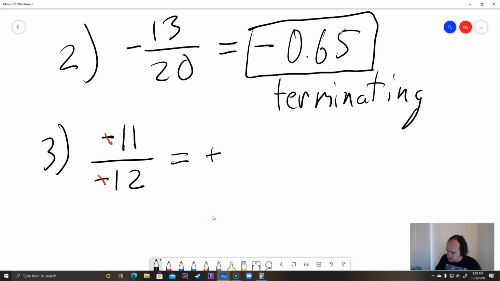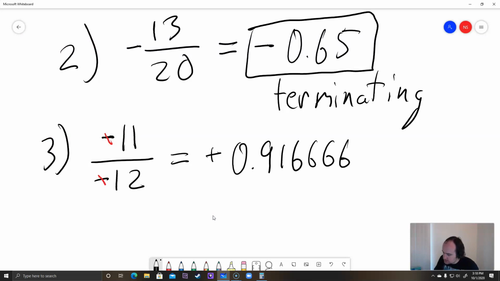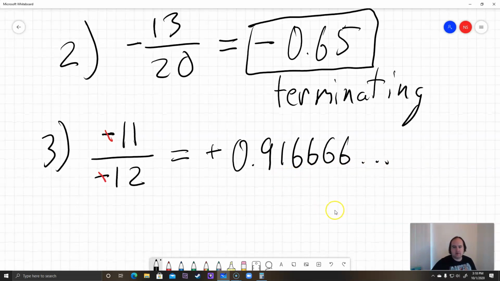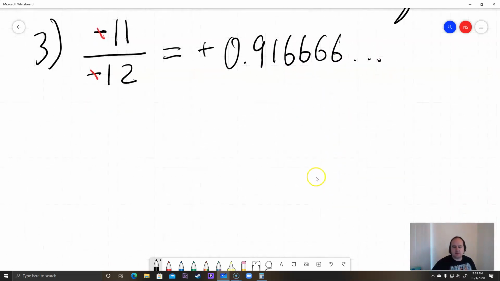Okay, so what we got was 0.916666, etc. So the 6's just go on forever. And I wrote 3 dots to show that the pattern just keeps going. So the 6's are repeating forever. But that's not actually how you're supposed to write your answer. What you're supposed to do is look at whatever is repeating. And here we can see the only thing that's repeating is the 6. And whatever is repeating, you put a bar over it, a horizontal bar.